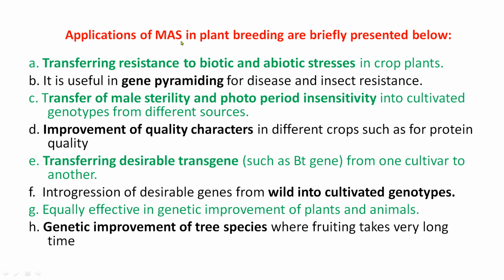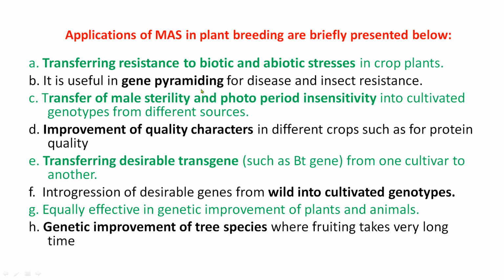The last thing is application of marker-assisted selection in plant breeding. So one of the applications, it can be used in transferring resistance to biotic and abiotic stresses, disease resistance and abiotic stress resistance, say for example drought and cold tolerance, okay. So biotic resistance is usually conferred by oligogenic genes, and abiotic stress resistance is usually conferred by polygenic traits. Marker-assisted selection has been found to be effective in both quantitative and qualitative traits, so it can be equally effective in those biotic and abiotic stresses.